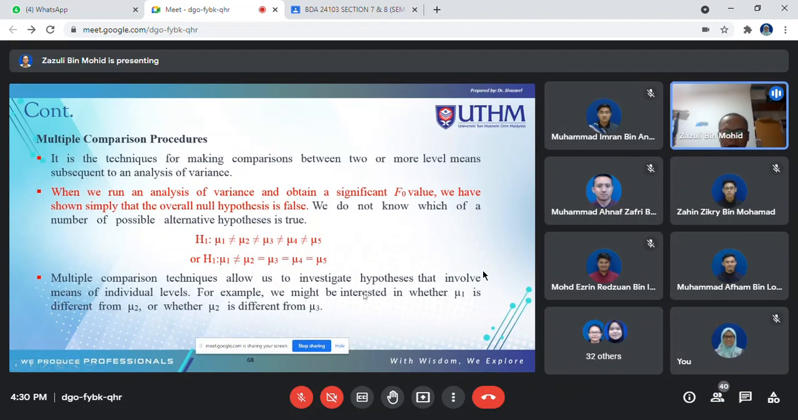For example, we might be interested in whether mu1 is different from mu2, or mu2 is different from mu3, and so on. Or maybe whether mu1 and mu2 are equal or not. So we can do comparisons between mu1, mu2, mu3, mu4, and mu5.